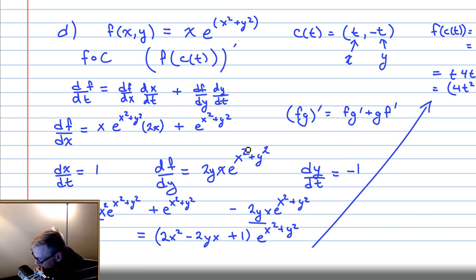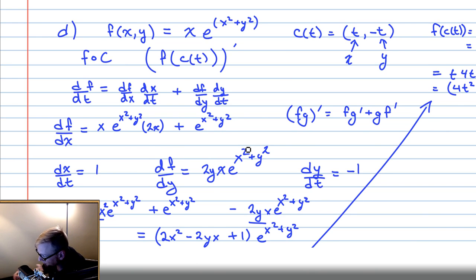So first we write down the chain rule. So we get df dt is df dx times dx dt plus df dy dy dt. And then we find our derivatives. df dx would be x e to the x squared plus y squared times 2x plus e to the x squared plus y squared. dx dt equals 1. df dy equals 2y x e to the x squared plus y squared, and dy dt is negative 1.